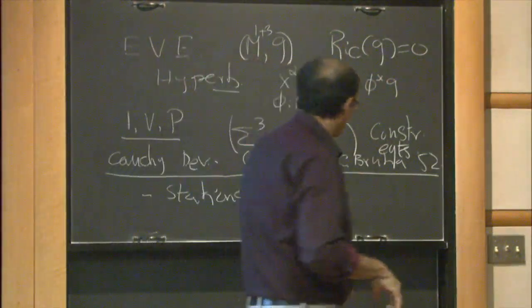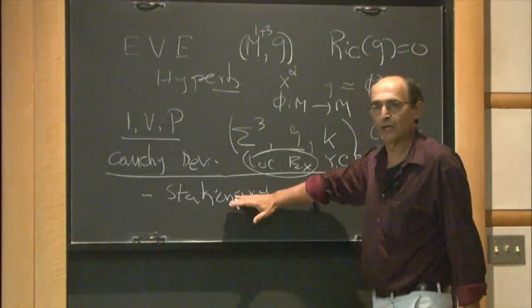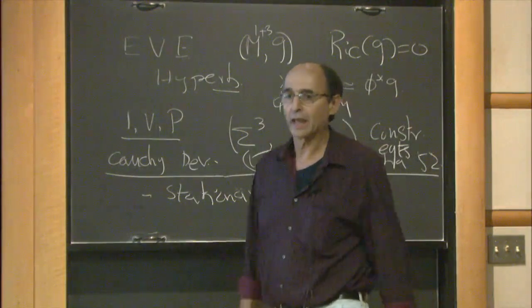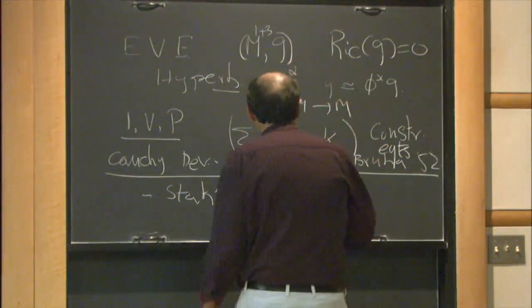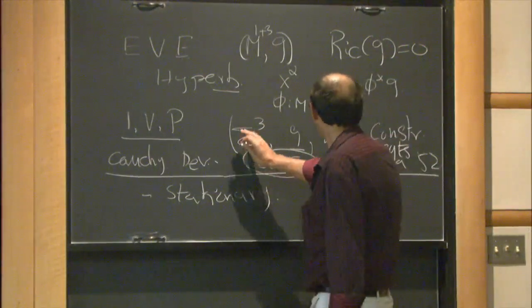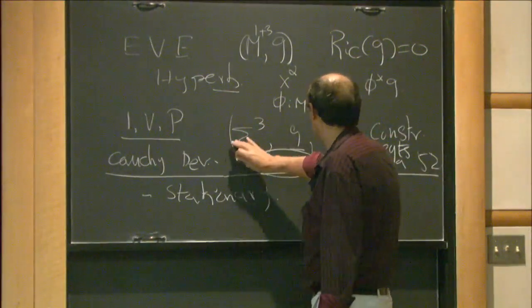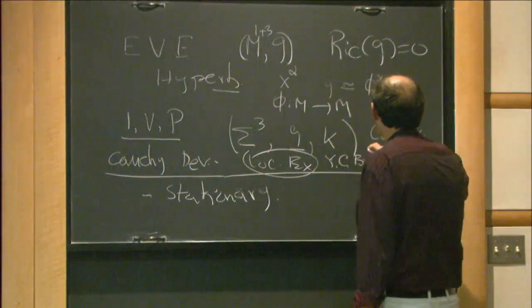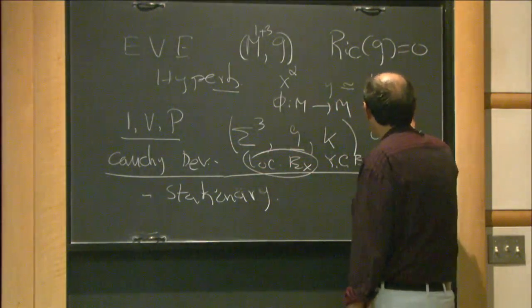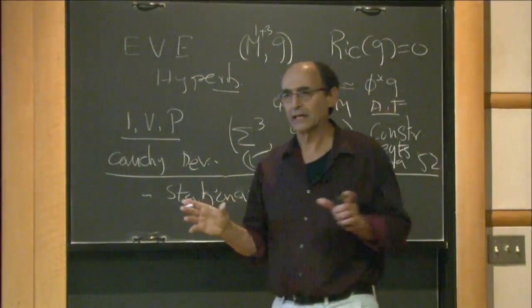But nevertheless, we'll see that it is a very simple way of making sense of stationarity. So you look at stationary solutions, and you find out, by the way, there is one more thing that I should have said. I should be interested in what I'm talking about here only about initial data sets which are asymptotically flat. So the asymptotic flatness is something very easy to define.